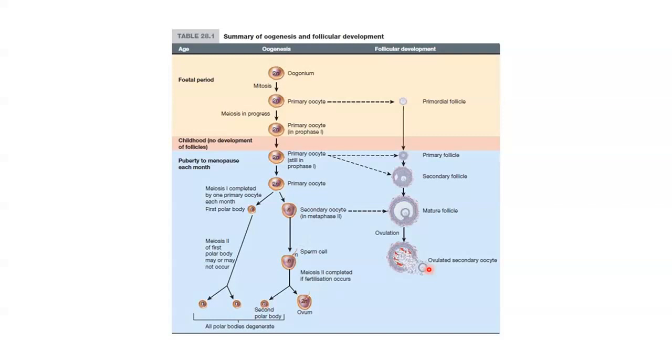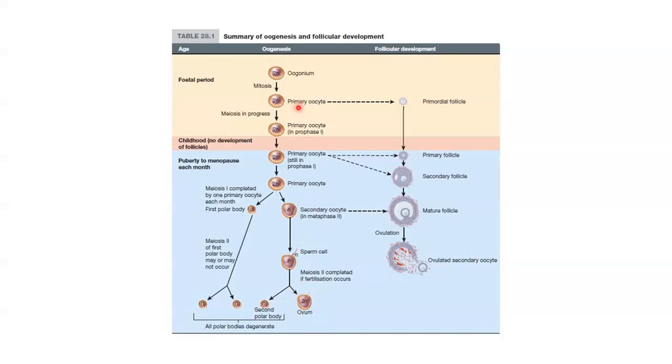If sperm are present in the uterine tube and one penetrates the secondary oocyte, however, then that second phase of meiosis 2 will resume. The secondary oocyte then splits into a further 2 cells, once again of unequal size. We have a secondary polar body and the ovum. The nucleus of the sperm cell and the ovum then unite and form what we call a zygote, and it's now a cell with a complete 46 chromosomes.